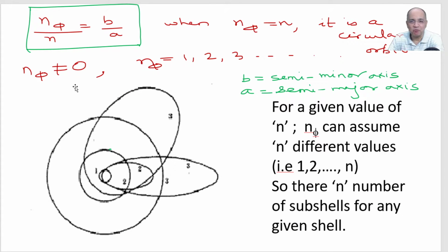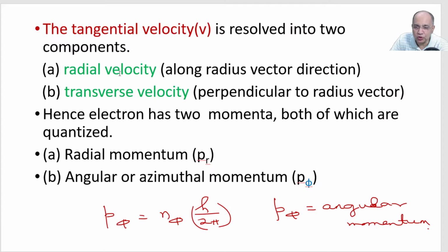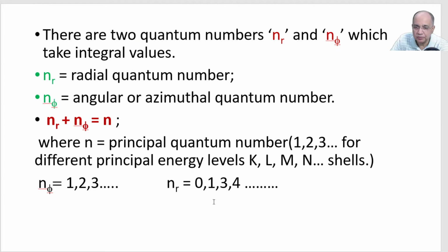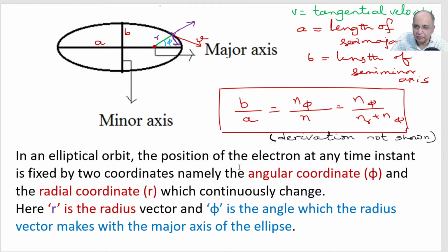Now see, the calculation I have not shown here. The derivation I have deliberately excluded from this lecture. This is not a physics program where I am supposed to give you the details of the mathematical derivations that have been used for this final expression B by A. This B by A, the semi-minor axis by semi-major axis, is nothing but equal to n phi.